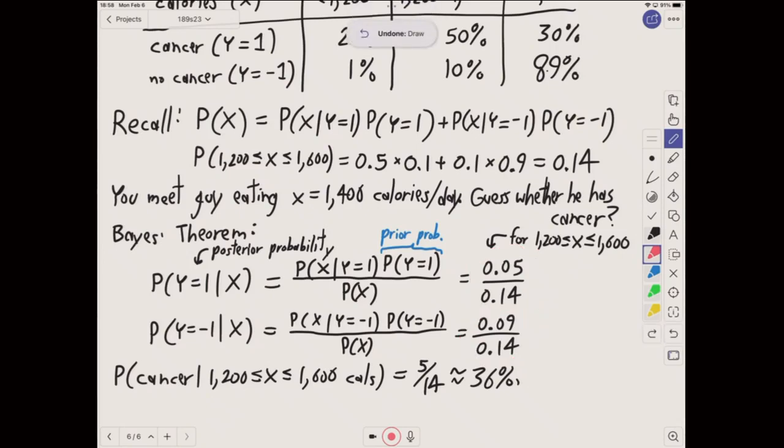Question? Is there a particular reason why we chose y to be 1 and negative 1? No. Could have been 1 and 0. That's fine too.